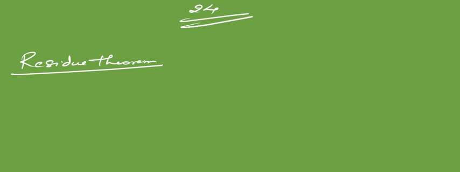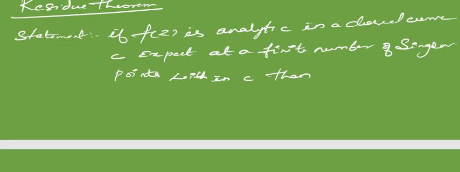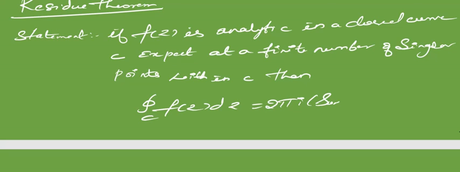Once we understand the definition of poles and residue, next comes the residue theorem. If f of z is analytic in a closed curve C, except at a few points, the singular points, as I said, at those points the function will not be analytic. Leaving these few points, we find the function analytic. Then the integral over a closed curve C, f of z dz, is equal to 2 pi i into the sum of residues. So this is a very important theorem.